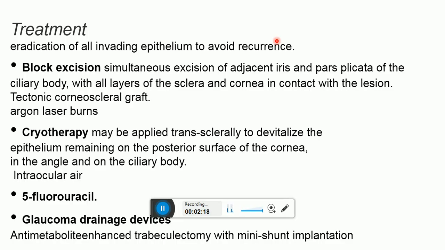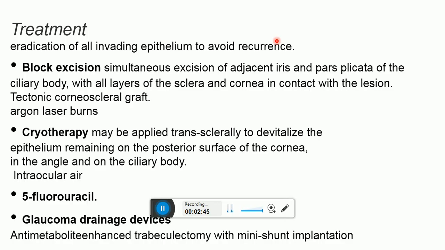The area of iris involvement may be delineated by applying argon laser burns, which will cause widening of the affected area. Cryotherapy may be applied to devitalize the epithelium remaining on the posterior surface of the cornea, in the angle and in the ciliary body. Trabecular air is used to insulate other tissues from the effects of cryotherapy.